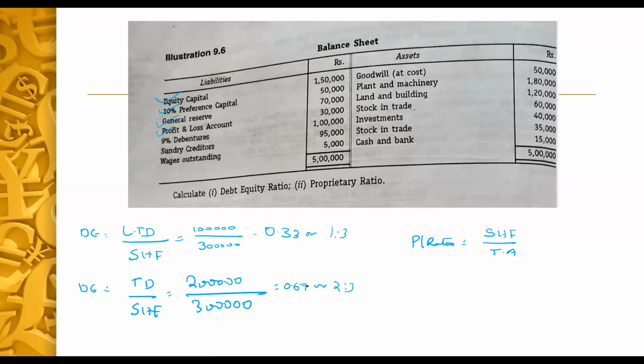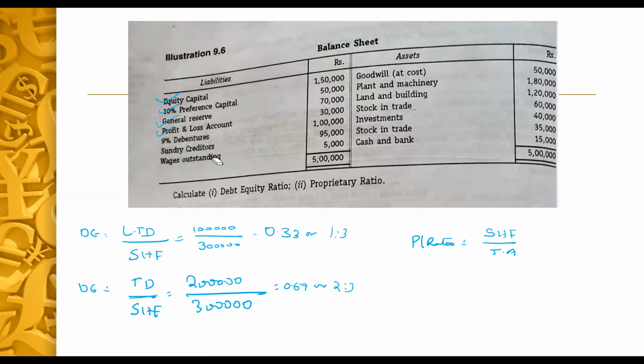During that time, what will you do? Total debts by shareholders fund. Then in total debts only current liabilities will come. Suppose in the question the 9% debentures are not given, and you have only the current liabilities. You can still calculate the debt equity ratio as total debts by shareholders fund. The components of total debts are current liabilities, debentures, and long-term loans. Since debentures and long-term loans are not available, you can just calculate current liabilities and divide it by shareholders fund. Two methods you can use.